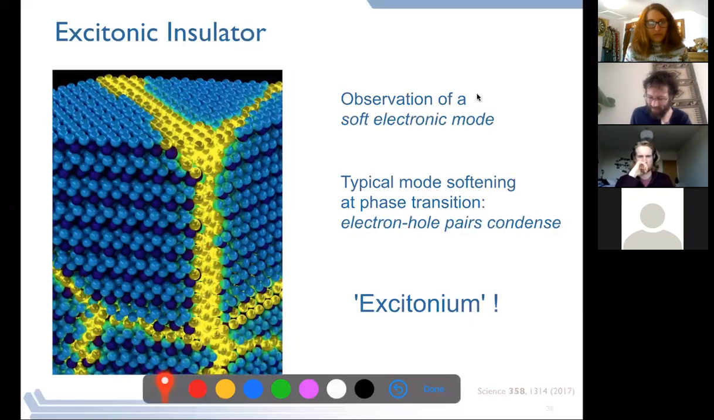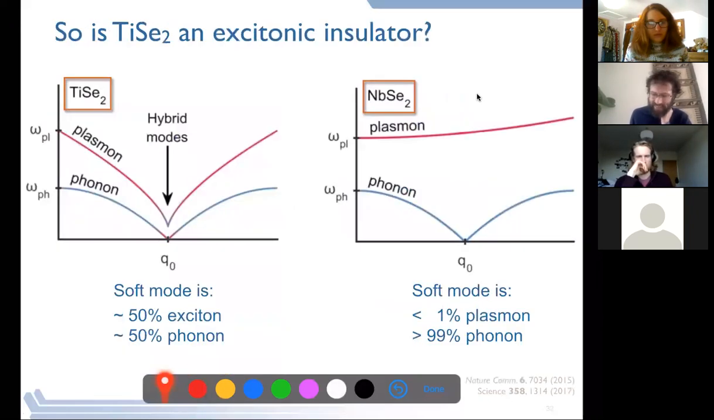The point is, this excitonium, excitonic insulator, can actually exist in titanium diselenide. But it is not quite what Kohn had in mind. It is true that the exciton went down and came to 0 energy. But at the same time, there was also a phonon that went to 0 energy. So what you find in this material is 50% excitonic insulator and 50% just Peierls charge order.